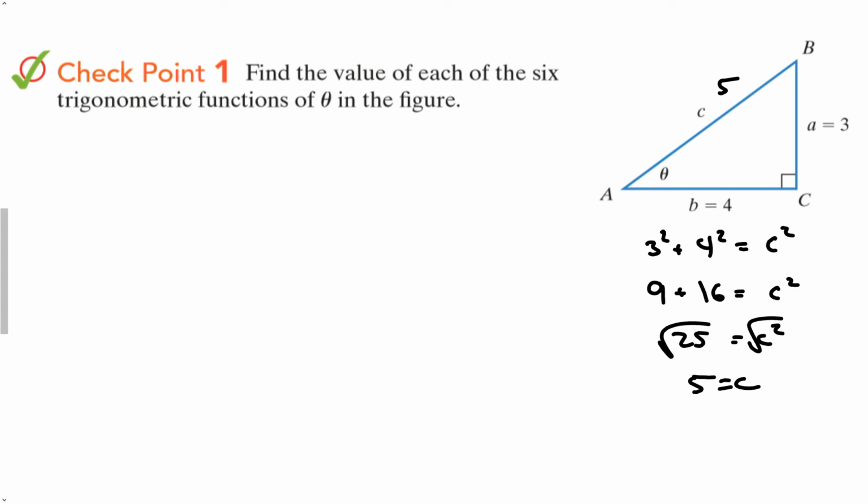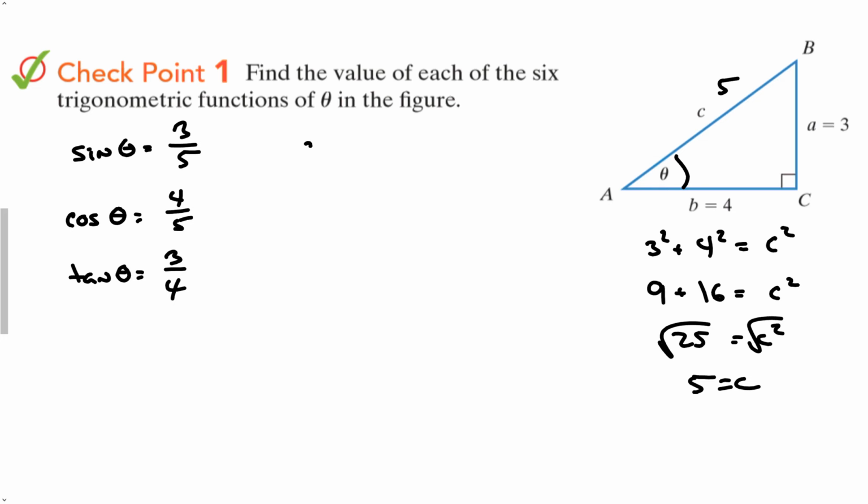So now that we have all three sides, we find the sine, the cosine, and the tangent using SOHCAHTOA. So the sine of this theta, right? That's where theta is. It doesn't always have to be there, okay? It could be one of the other two angles. So the sine is the opposite over the hypotenuse. The cosine is the adjacent over the hypotenuse. And the tangent is the opposite over the adjacent.